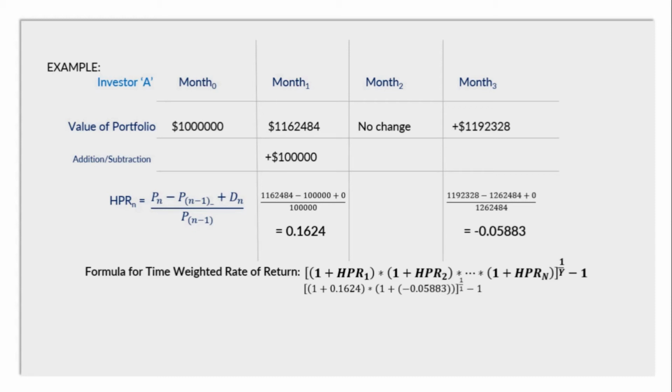Now let's solve this. As you can see, 1 plus 0.1624 and 1 plus negative 0.0588 will give you 1.1624 into 0.9412. And as you can see, we have raised the power to 1 by 1, which is 1 only, so no change after raising the power. So we get the answer as 9.4% to be the time-weighted rate of return.